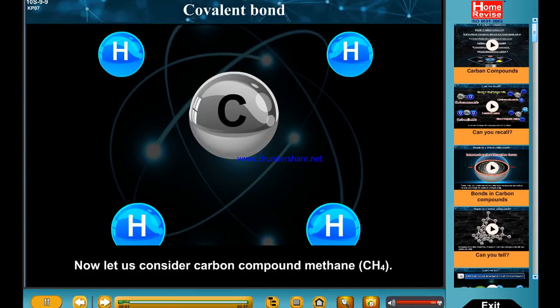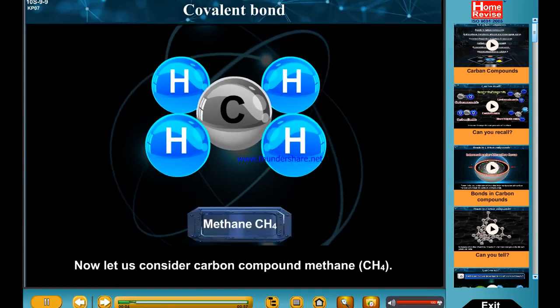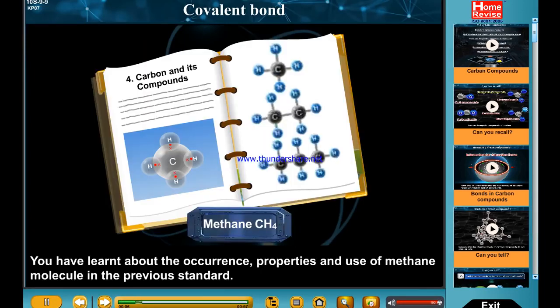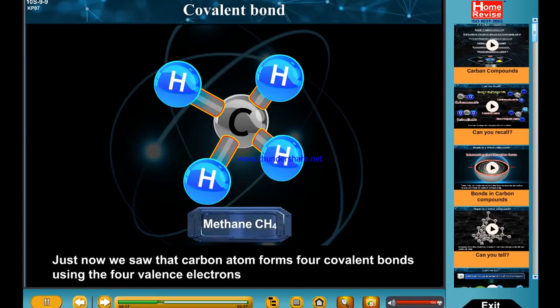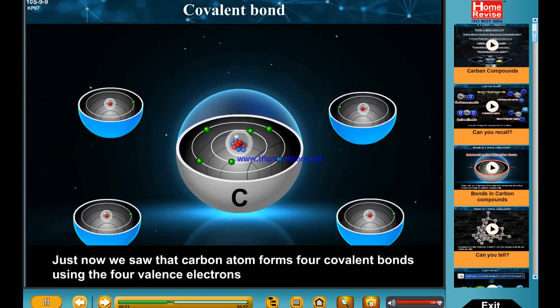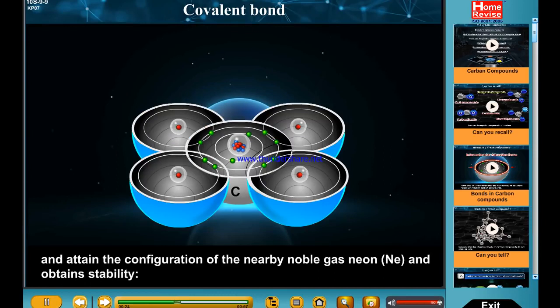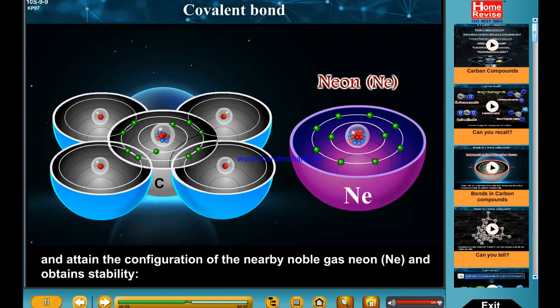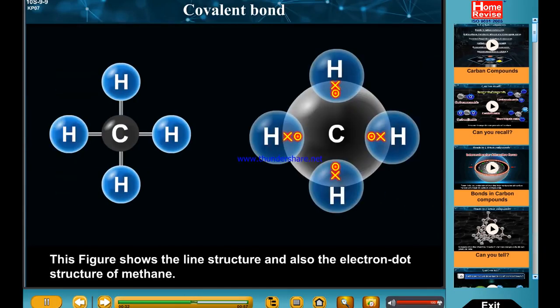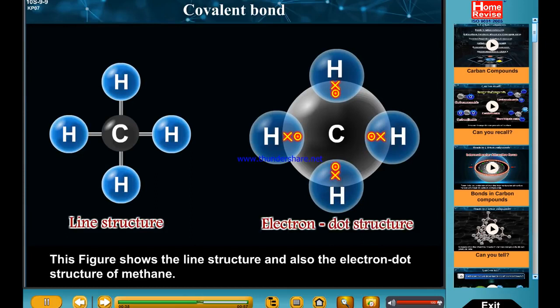Now, let us consider carbon compound methane, CH4. You have learnt about the occurrence, properties and use of methane molecule in the previous standard. Hope you remember. Just now, we saw that carbon atom forms 4 covalent bonds using the 4 valence electrons and attains the configuration of the nearby noble gas neon, Ne, and obtains stability. This figure shows the line structure and also the electron dot structure of methane.